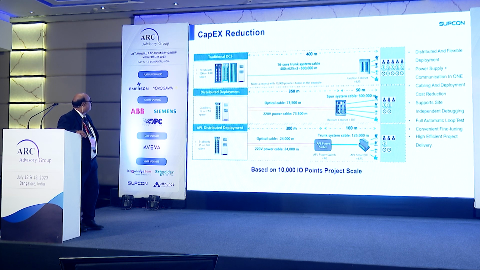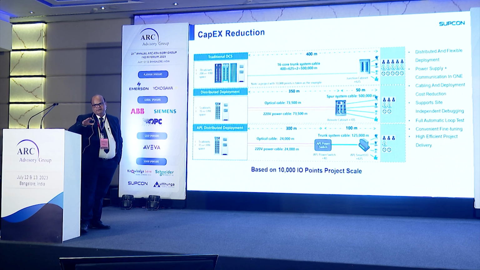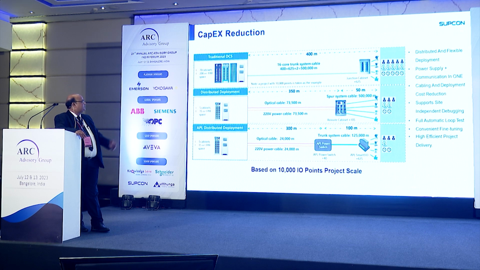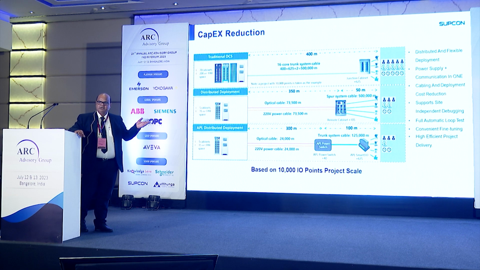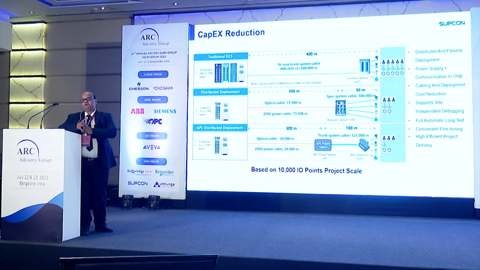In traditional DCS, you have 60 to 70 cabinets in the main central control room. From that central control room, you again have to run the cable into the field. Then you have the junction boxes, and from the junction boxes, you again have to run the cables to all the instruments.